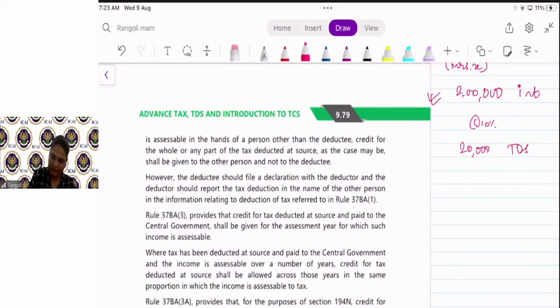So here it is given. The deductee should file a declaration with the deductor, and the deductor should report tax deduction in the name of the other person in the information relating to deduction of tax referred to in Rule 37(1). Clear?